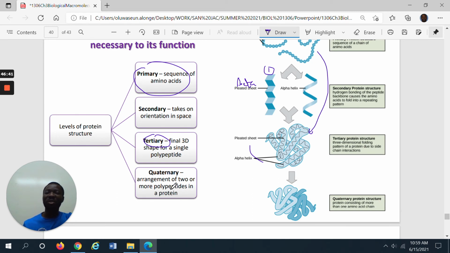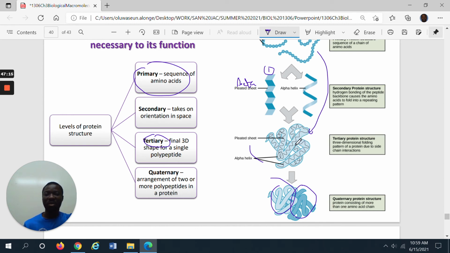Now, the quaternary protein is an arrangement of two or more polypeptides in a protein. So you can see you have this. This would be a different arrangement of polypeptides of protein. It will have more than one chain, right? But what you will take note of is that 3D formation begins here. So these proteins are functional at this level.